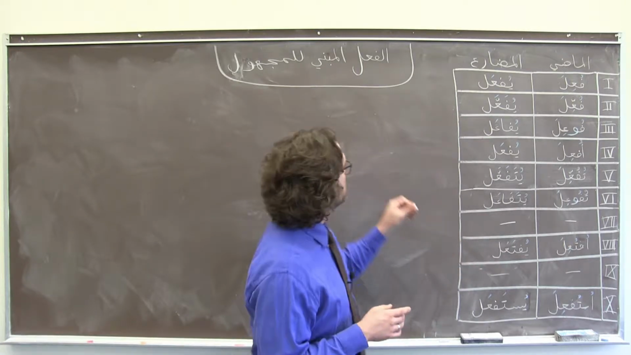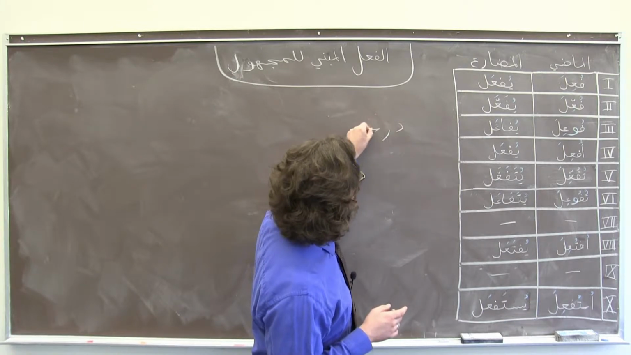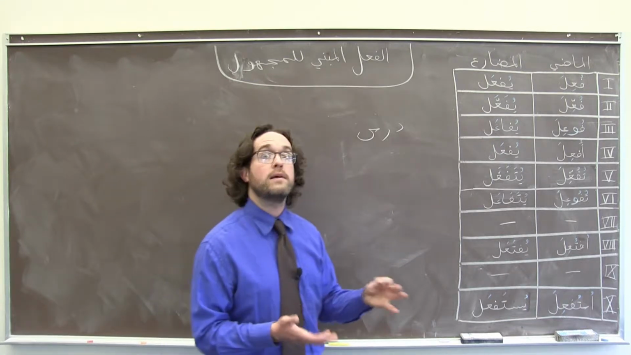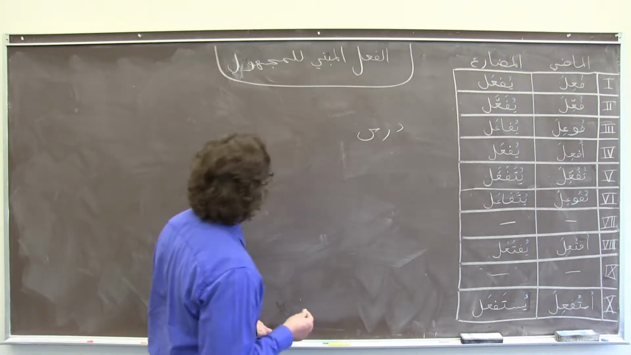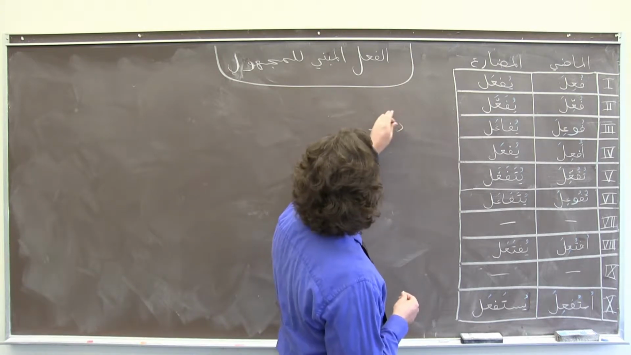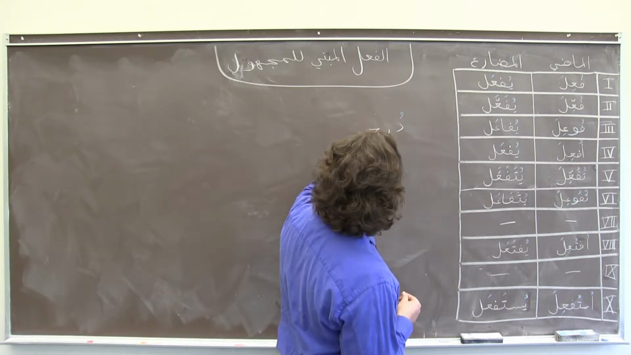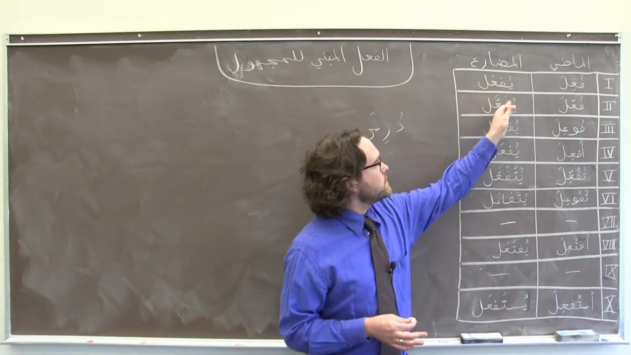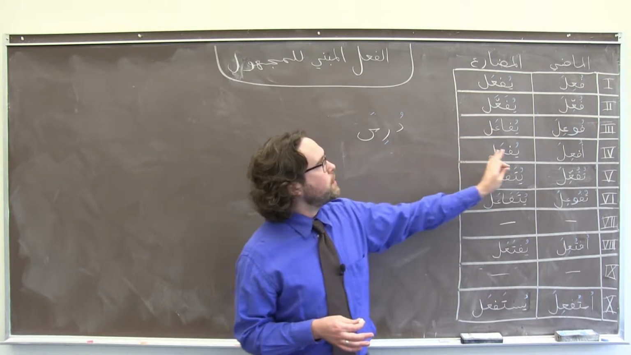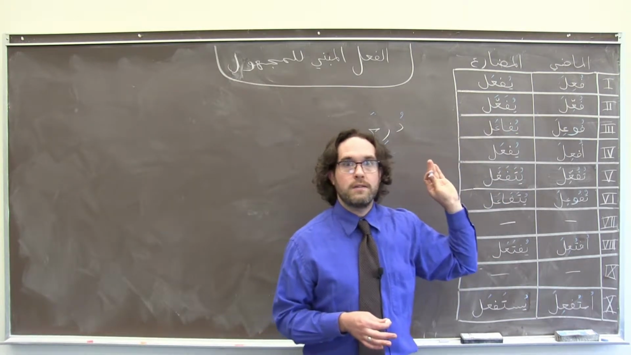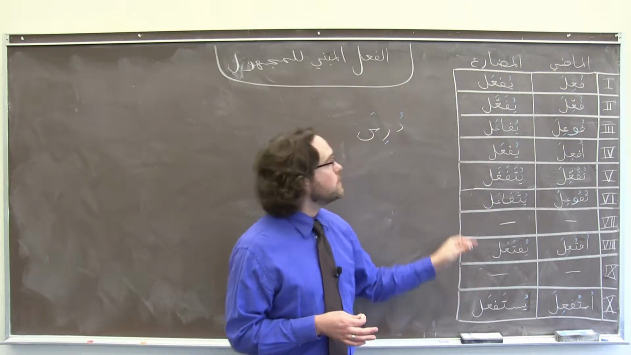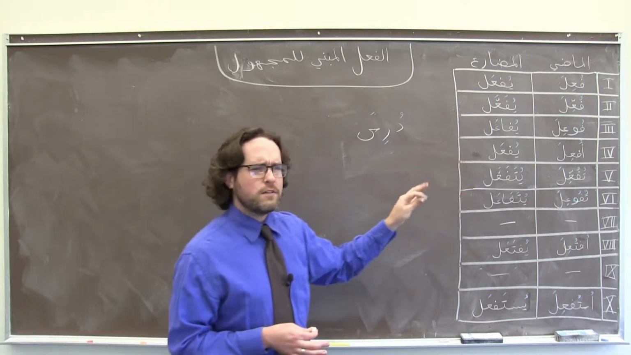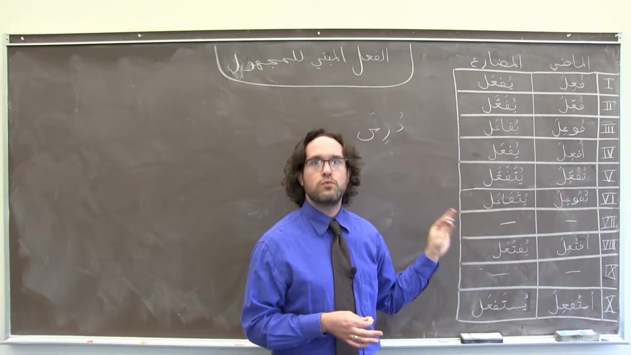So, for example, if we wanted to take darasa, he studied, and put it into the passive, he or it was studied, we would, instead of saying darasa, fatha, fatha, fatha, say duhrisa. In the present tense, the dhamma that's attached to the conjugation prefix is followed with fathas on all of the other syllables until we might get to one of the suffix endings to conjugate for a particular person. All of the conjugation prefixes and suffixes remain the same.